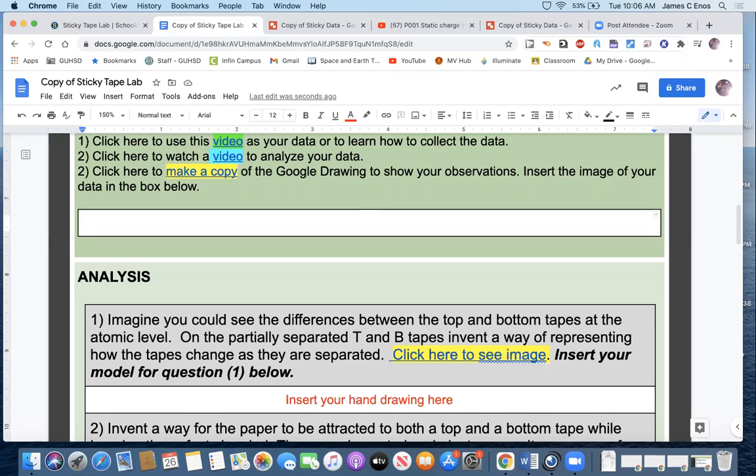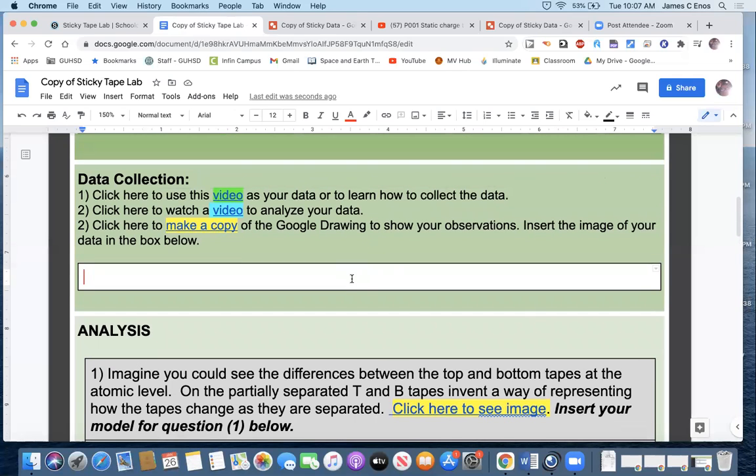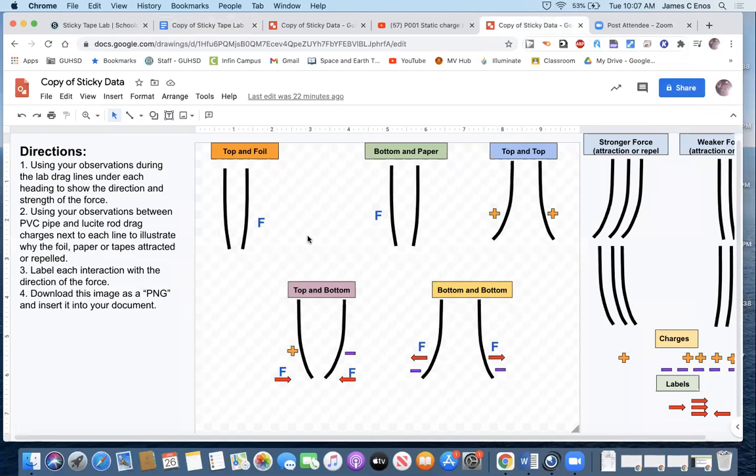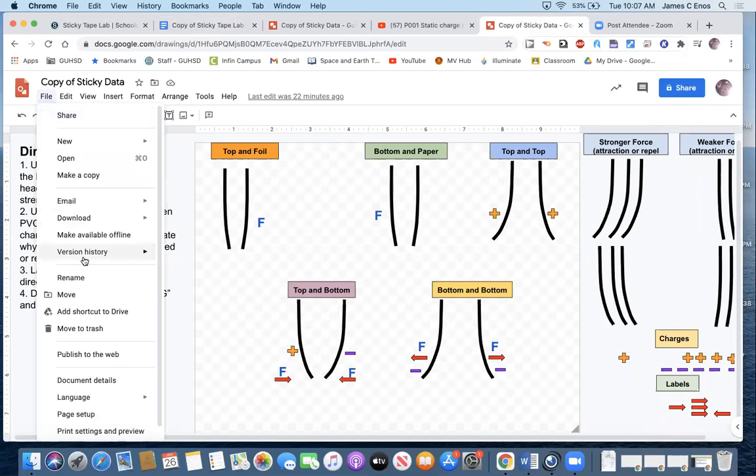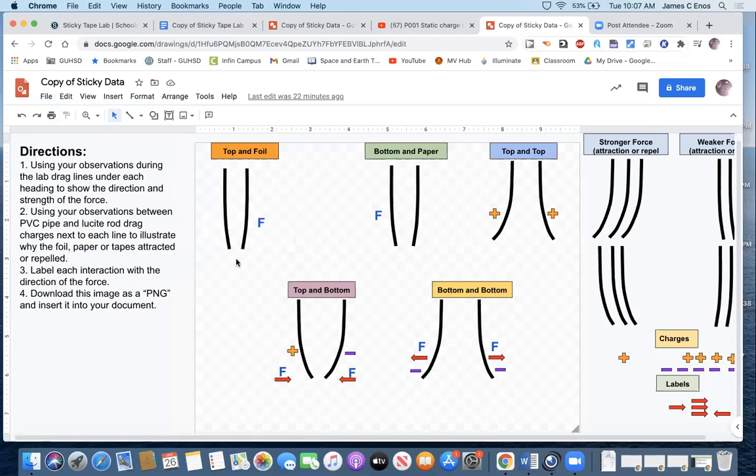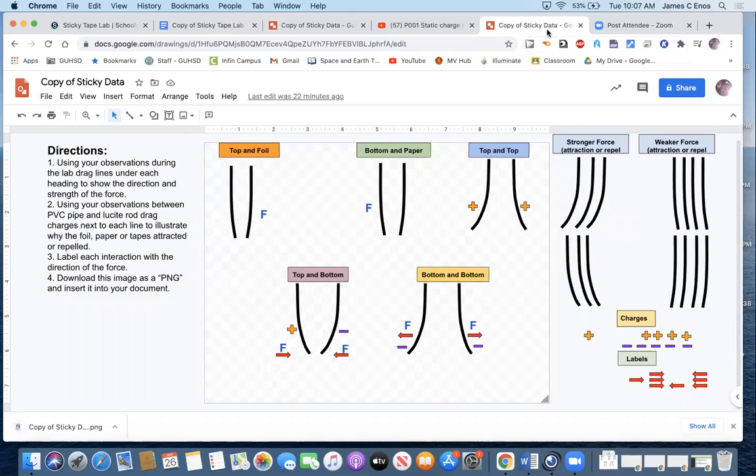All right. So I finished making my Google drawing and I finished labeling all the forces. I finished labeling all the charges. I need to input it here into my document. So the way I'm going to do this is I'm going to go back over to my copy of sticky data and I'm going to download this. Where is the download? Download as a PNG. So as I download this, then it's going to go into my downloads folder. As it's in my downloads folder, yes, we do have to finish labeling them. After I finish labeling them and I have it fully labeled.